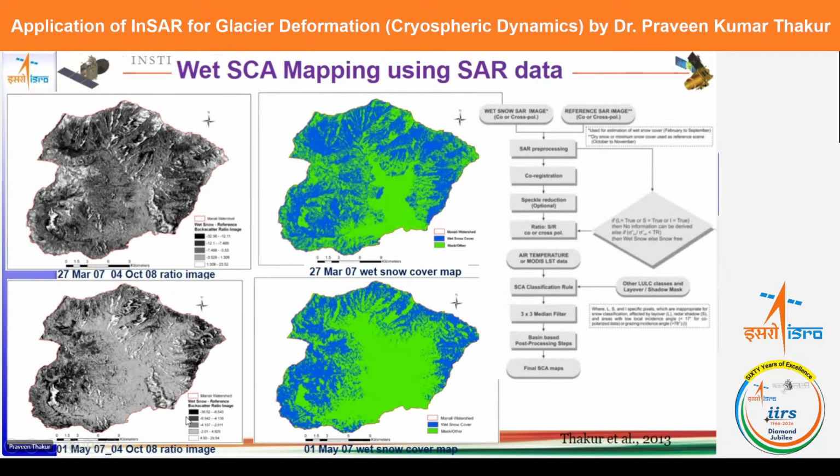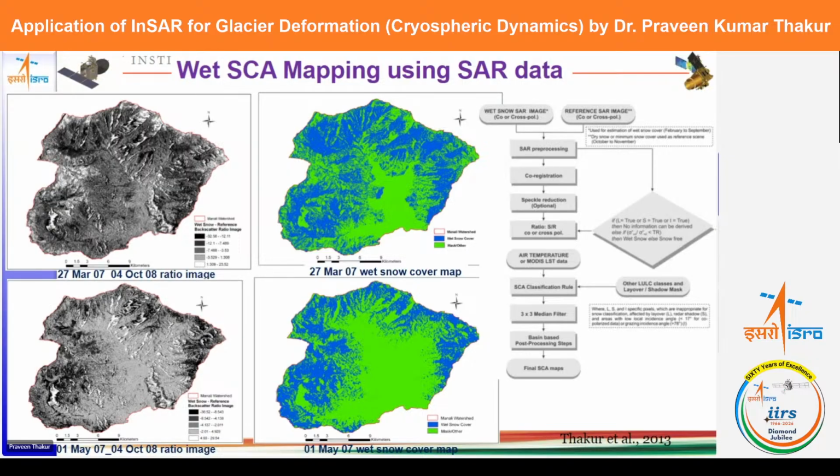So these methods have been used. The first method that we use is for the wet snow cover mapping, because wet snow will have an almost darker appearance, and if you take the snow-free reference image backscatter data, that can be used for mapping the wet snow cover.